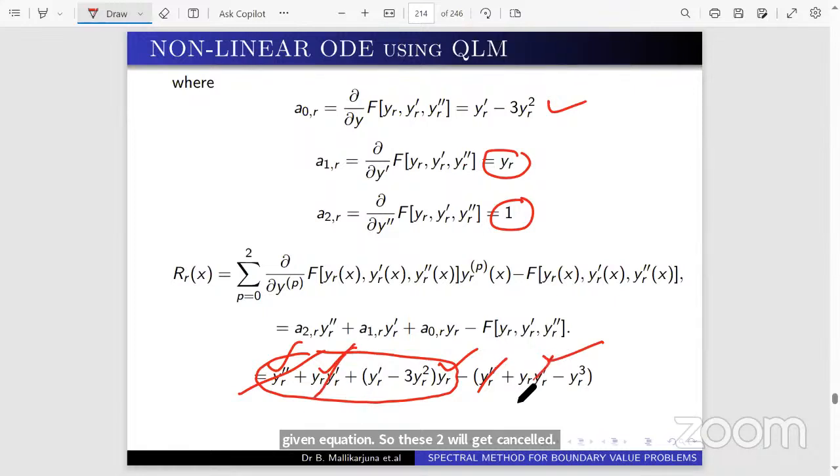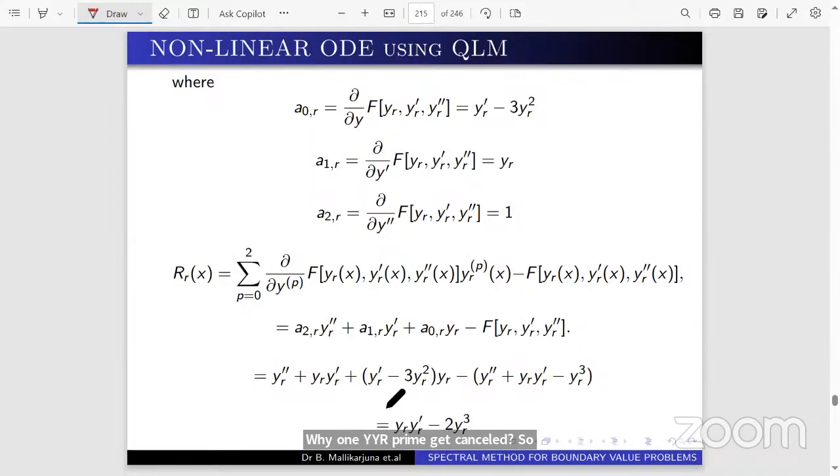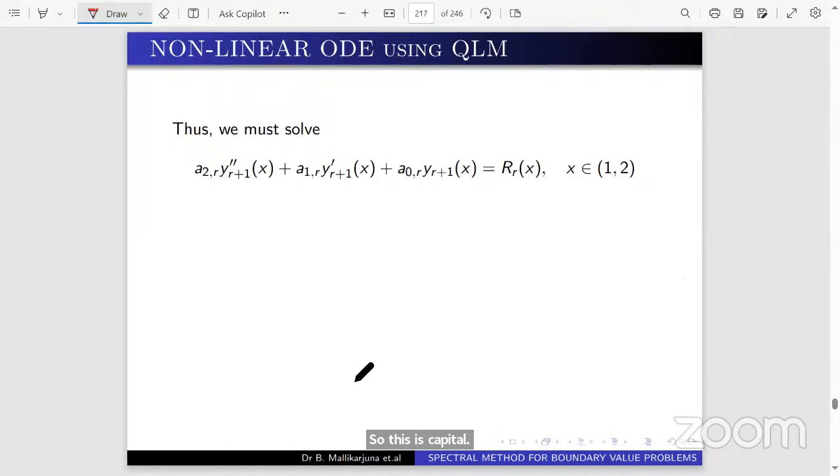One y prime gets cancelled. So finally, what will we get? This is this product, and minus 3, this one. What will we get? 2y. So this is capital. You see, finally, what will we get? This is the linear form.